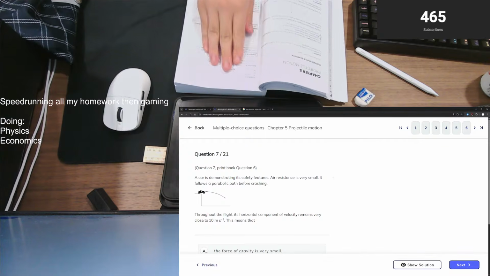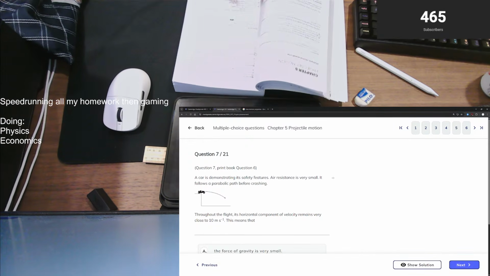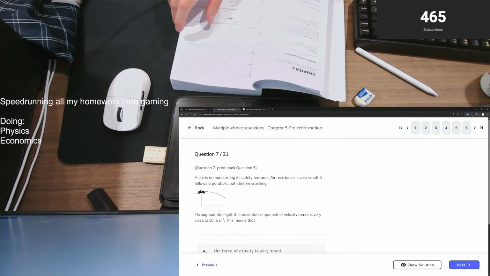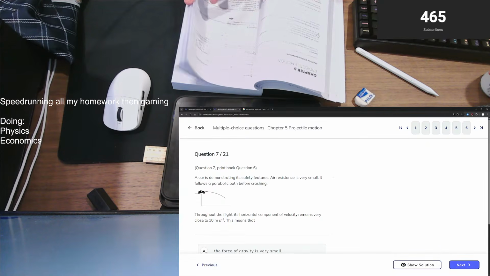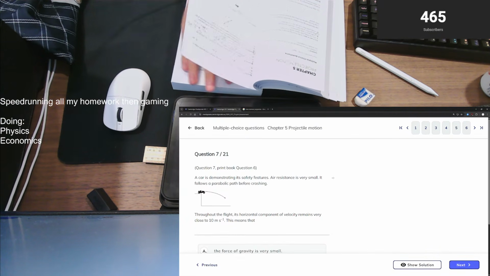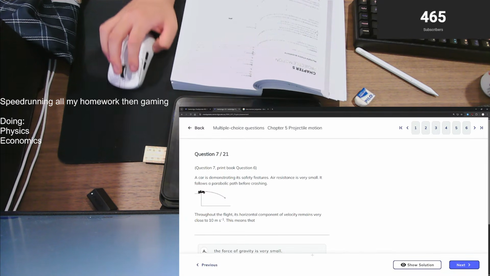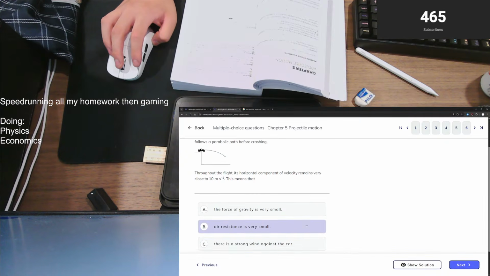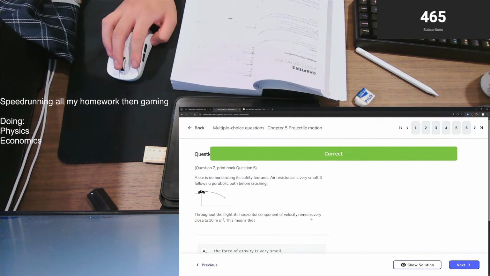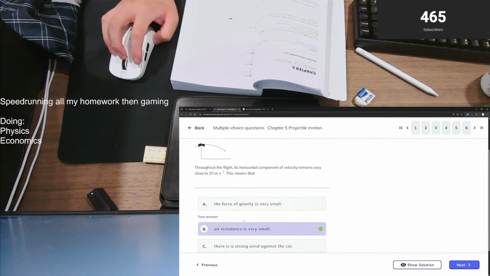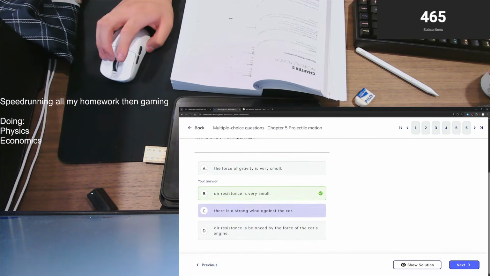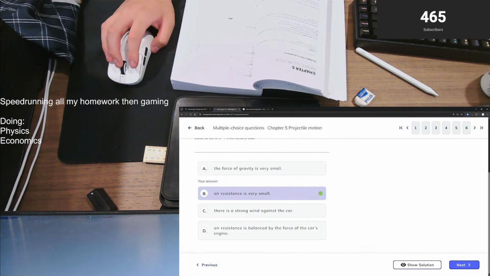Cars demonstrating safety features. Air resistance very small. It follows a parabolic path before crashing. Throughout its flight, the horizontal component of the velocity remains very close to 10 meters a second. What kind of question is this? It told me air resistance is very small, and the answer is air resistance is very small.